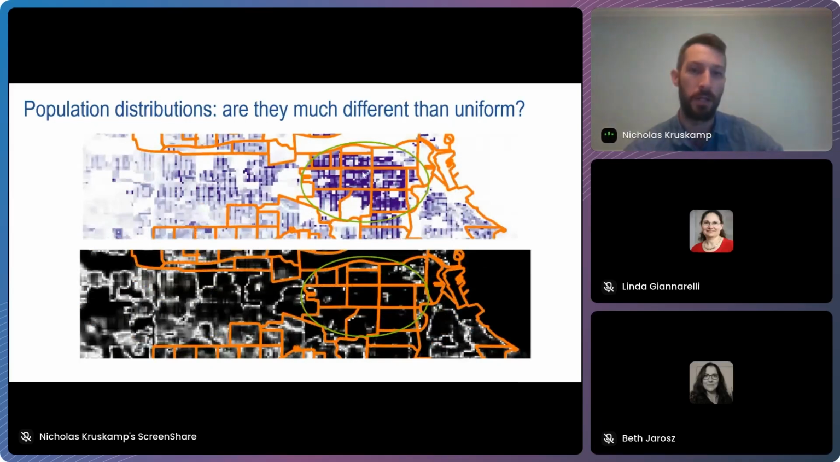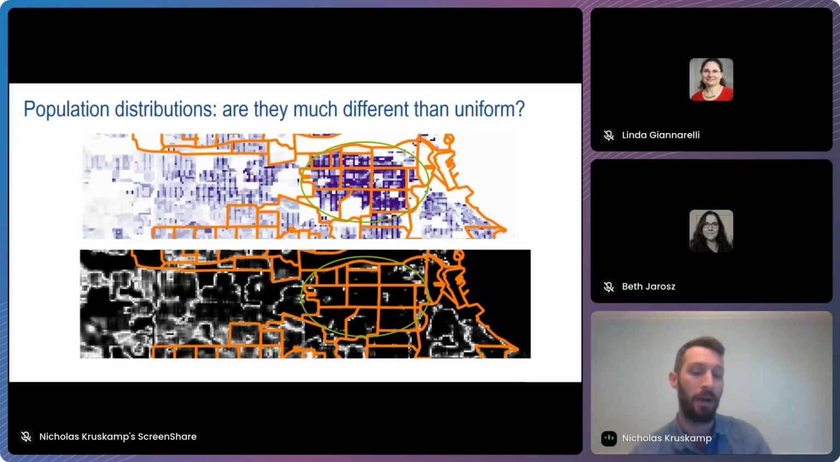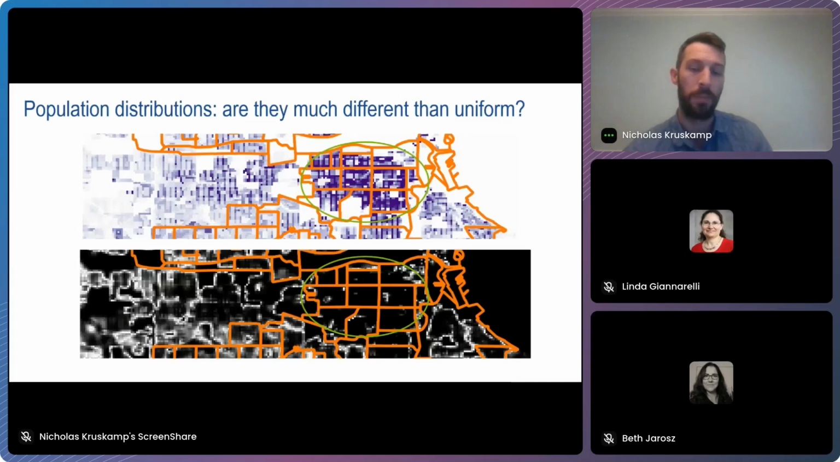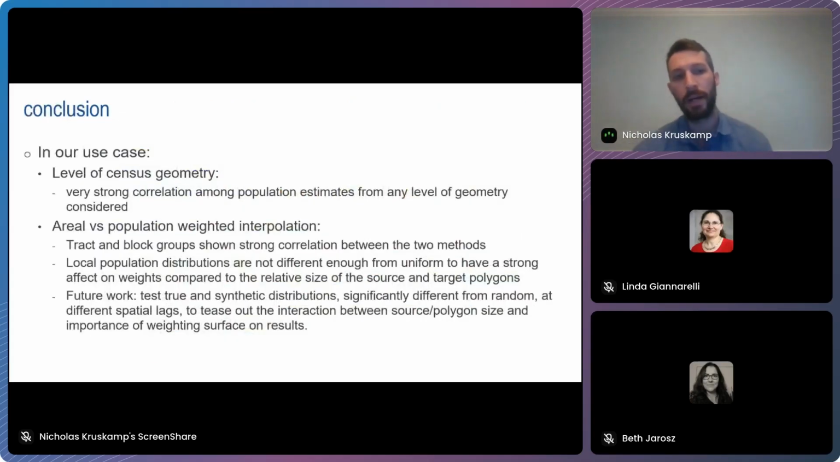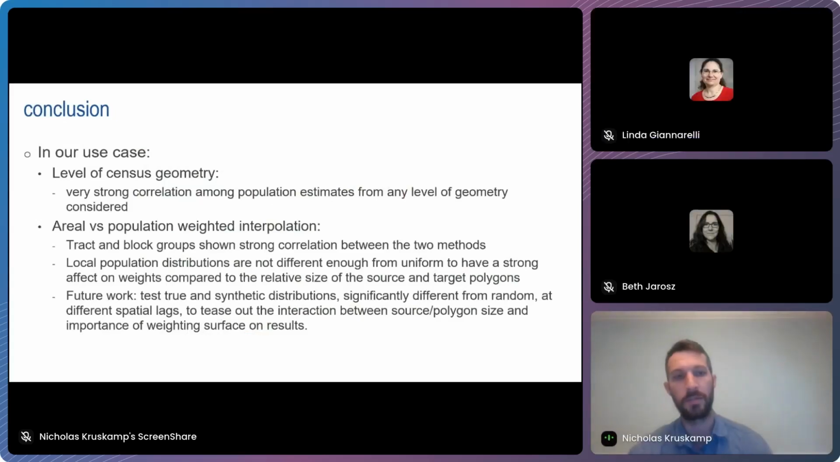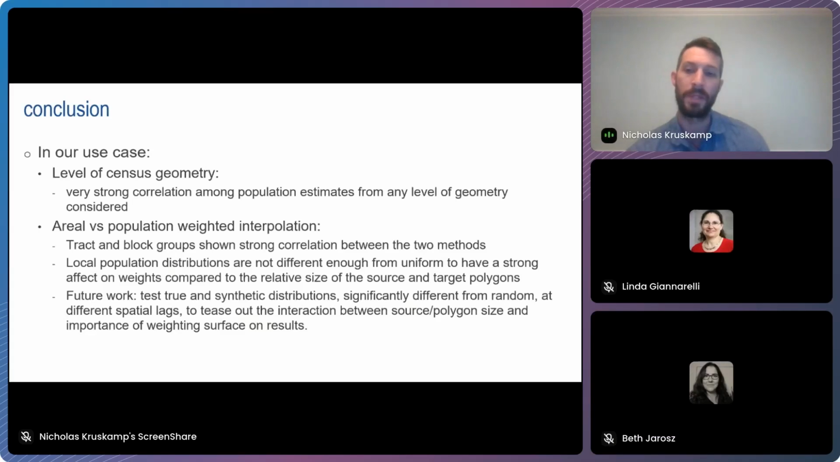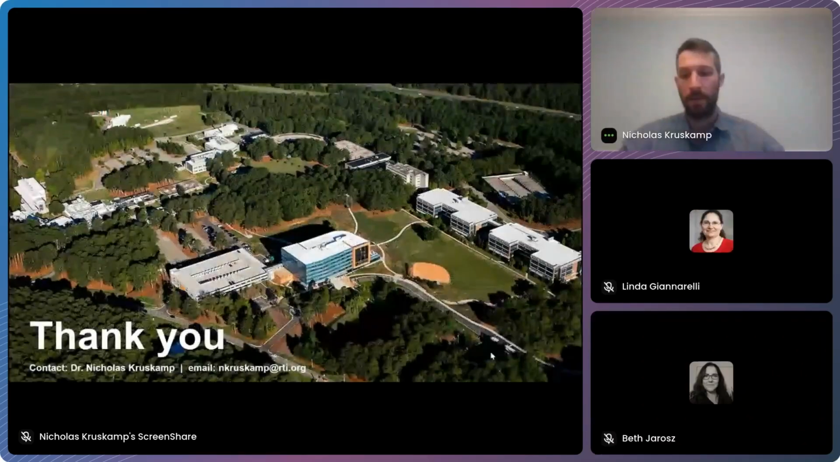So if I were to estimate the population for this central rectangle here, even though we see, across larger spaces, that population is not evenly distributed, within its local neighborhood, it's relatively uniform. And so that would suggest it doesn't matter if we're using areal or population weighted interpolation. And so, generally, there's this very strong correlation among population estimates from any level of geometry considered, but when we actually look at areal and population weighted interpolation, smaller geometries are going to reduce the difference between those methods. So we really have to understand how much our distributions differ from uniform, and that gives us a greater understanding of their impacts. And I'm going to wrap it up there.